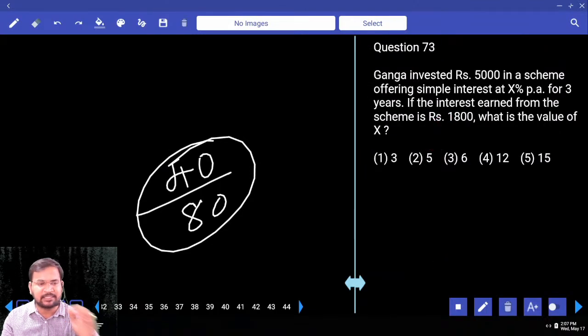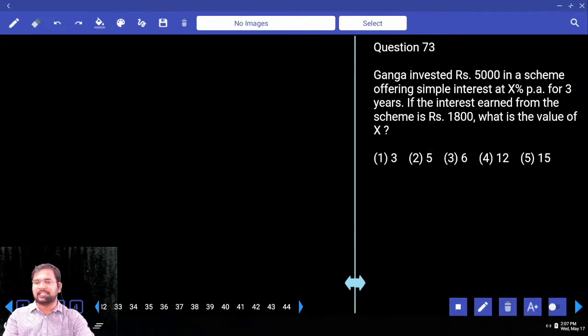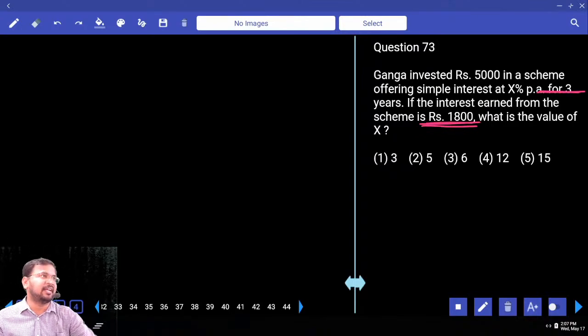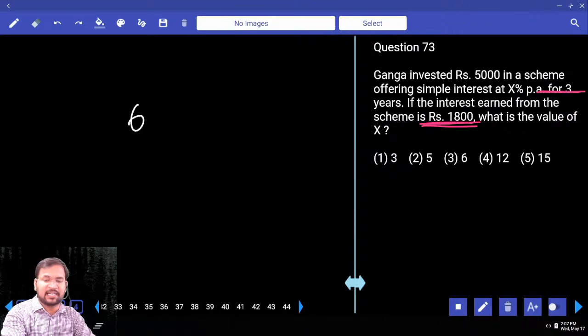Ganga invested 5,000 in a scheme. X is offering simple interest at X% per annum for 3 years. If the interest earned from the scheme is 1,800, how many years of interest? 3 years, 1,800. Each year the interest is the same. 1 year's interest is 600.